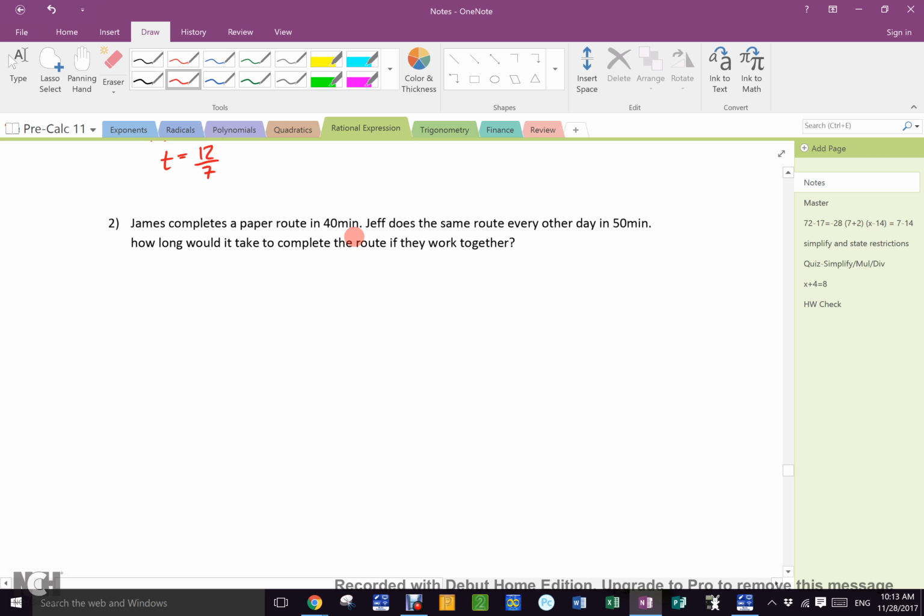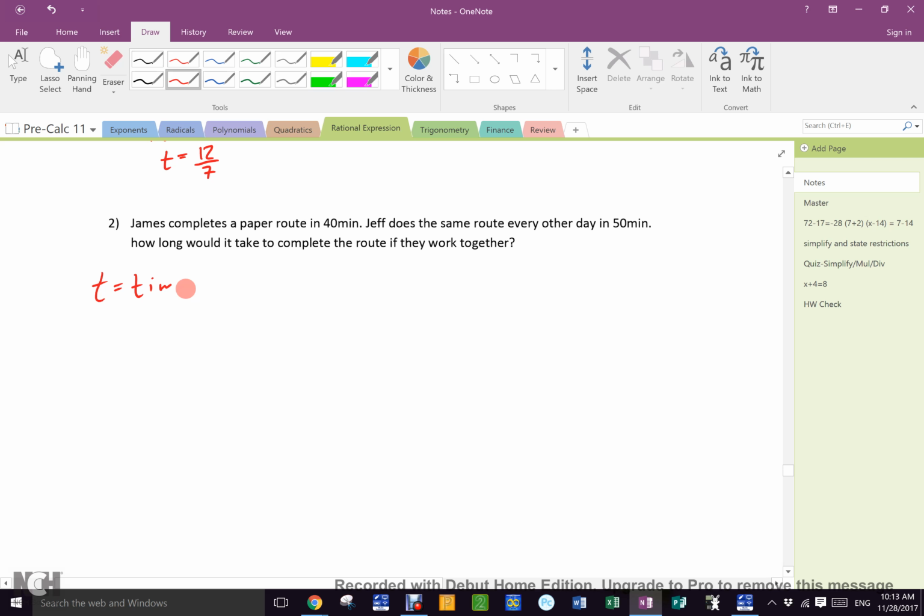James completes a paper route in 40 minutes. Jeff does the same route in 50 minutes. How long if they're going to work together? So what am I counting in? Minutes. And what am I counting? I'm counting time, yes? So I need a variable, right? T equals time. Is everybody cool with that?